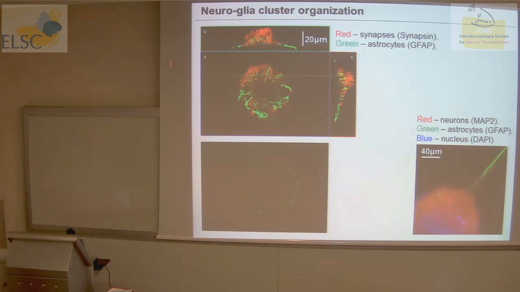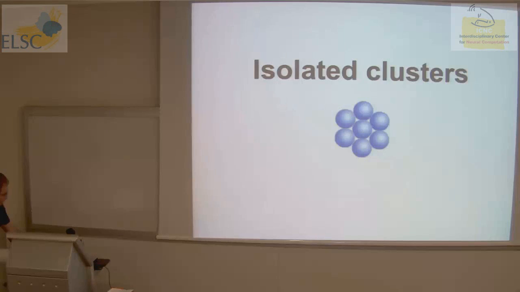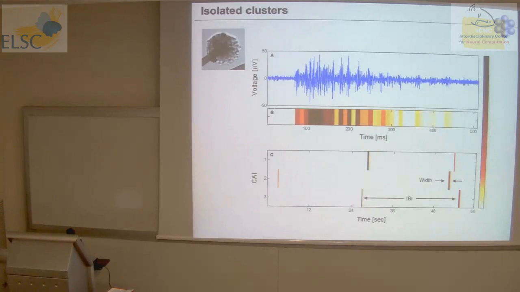Actually, now each cluster is different. It has a different number of cells, different ratio of excitatory and inhibitory neurons, different connectivity patterns. So this is an important point. And also, if you look at connected clusters, you will see that those connections, those bundles, have both glia cells and dendritic axons. I want to start with showing results from isolated clusters.